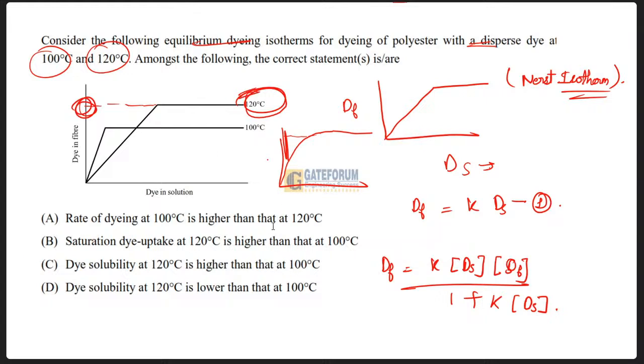So saturation dye uptake, if the dye in the fiber is high, that is, the dye uptake is higher at 120 degrees Celsius than at 100 degrees Celsius. It also says that as you increase the temperature, the dye solubility increases. It is directly proportional to the temperature. So the dye solubility at 120 degrees Celsius is much higher compared to that at 100 degrees Celsius. So options B and C are correct.